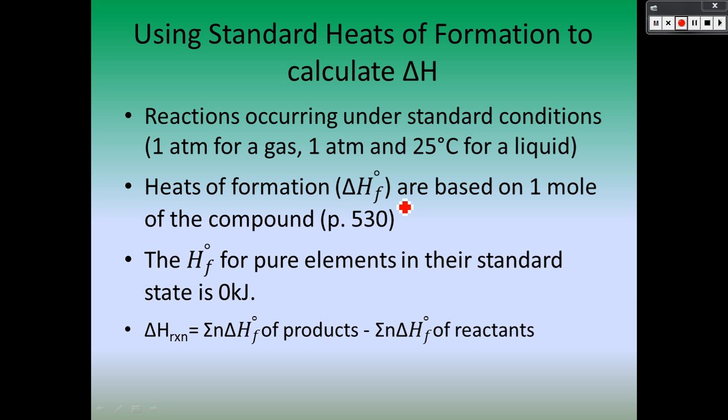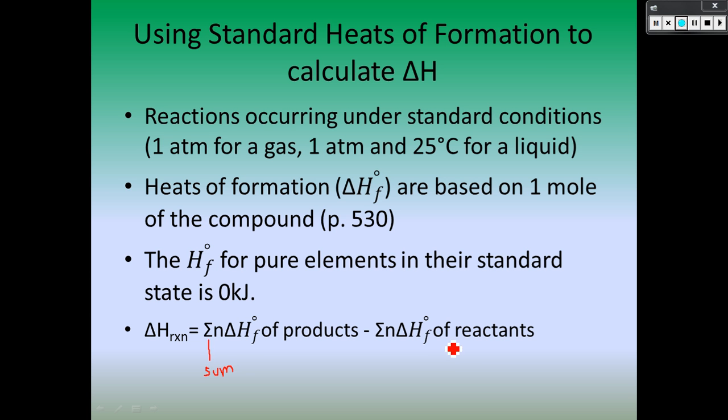And then the equation we have looks scary, but it's not that bad. The delta H of reaction, so the change in enthalpy that we've talked about, is, remember, this symbol means sum. Sum means adding together. N is number of moles, times the heats of formation of the products, minus the sum of the number of moles times the heats of formation of the reactants, which is what we would expect. We're going to do the products minus the reactants, and so if that ends up negative, it's exothermic. If that ends up positive, it's endothermic.